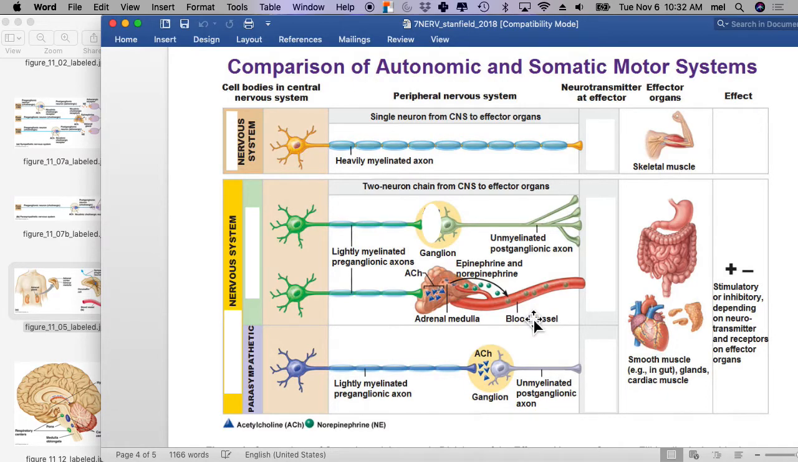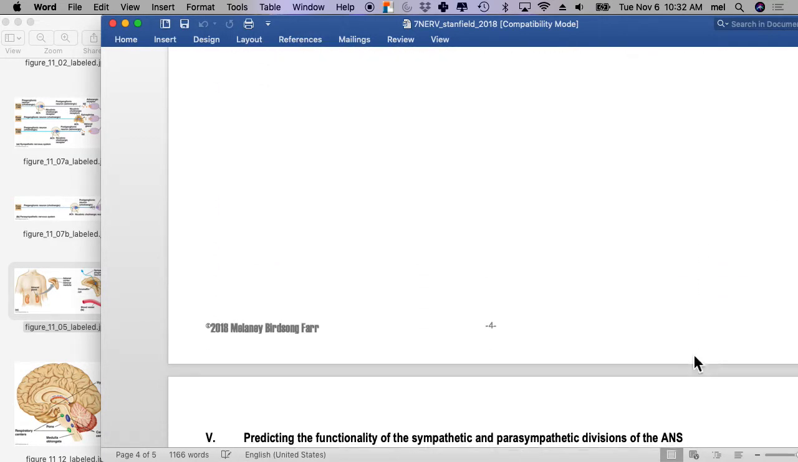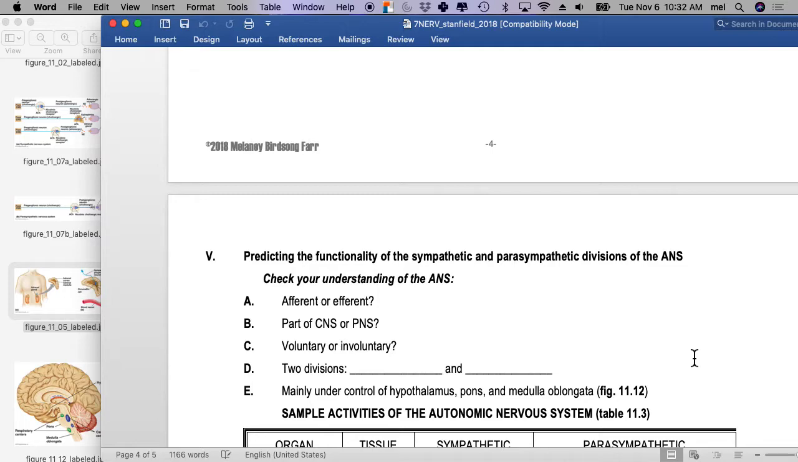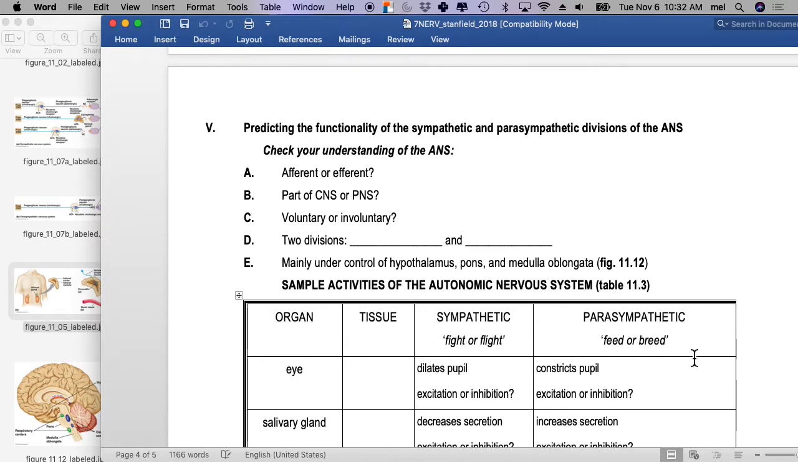Everybody good with this figure? Because this figure will probably show up on a test with different things blanked out, right? But I think it's a really good synthesis. Everything's nice and organized in there, right? So what we are going to do now is figure out the end part: how do you predict the effect? My objective with going through this table that we're about to do will be to dispel the misconception that the sympathetic excites everything and the parasympathetic inhibits everything.